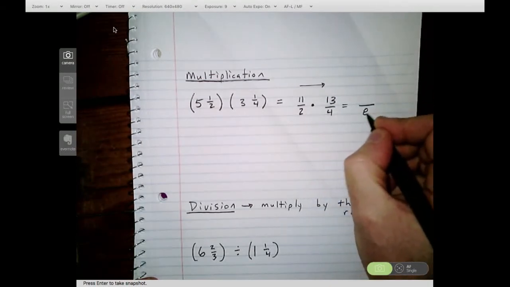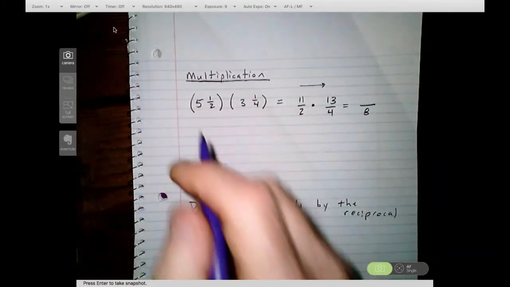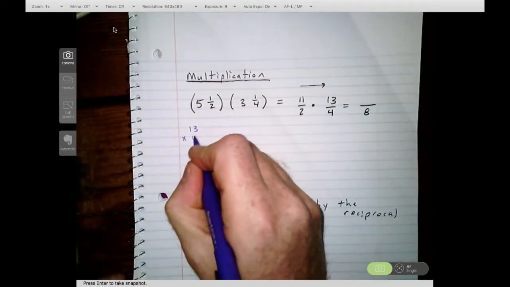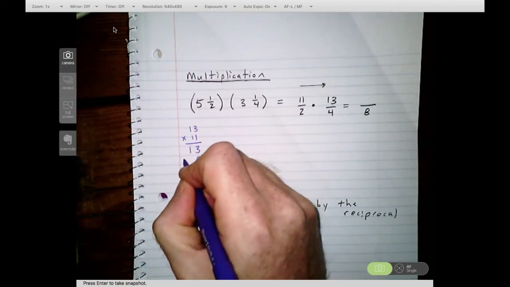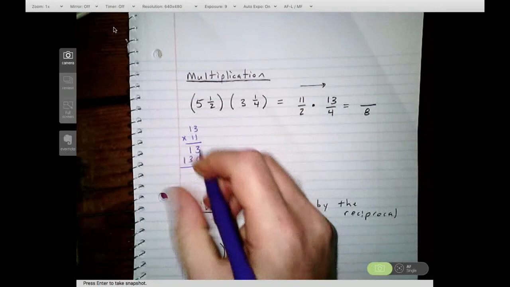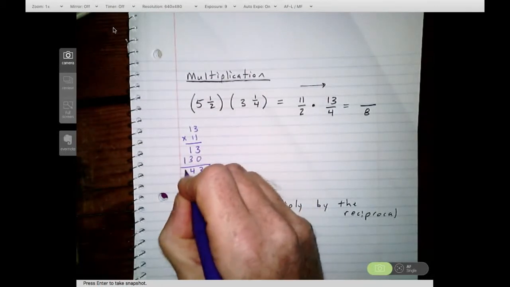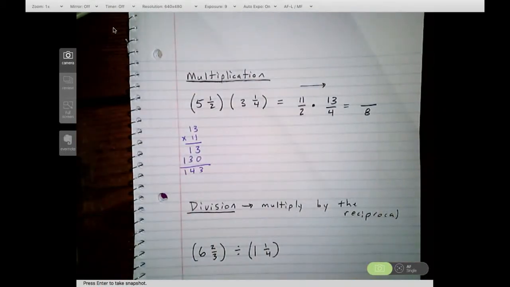2 times 4 is 8. And let's do the 11 times 13 over here. 13 times 11. 1 times 3 is 3. 1 times 1 is 1. 0 here. 3 again, a 1. Add them up. 3, 4, 1. So that is 143 over 8.